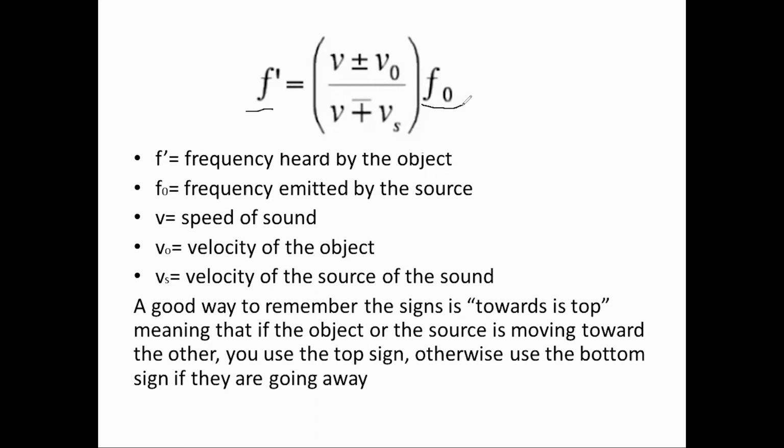F0 is the initial frequency emitted by the source, the actual frequency. And then this whole thing, I like to think of it as a ratio. You take the original sound and multiply by some ratio, and then you get your altered sound. This whole thing is the ratio. As you can see here, there's these V with no subscript. This is just the speed of sound. Usually it's 300 meters per second, and they'll give it to you. It's the actual speed of the sound wave.